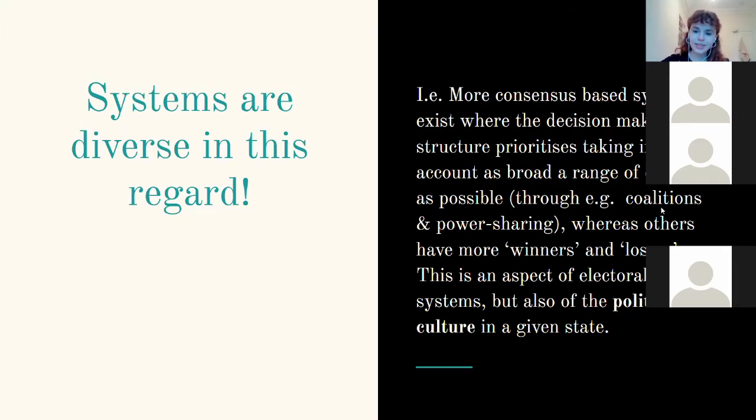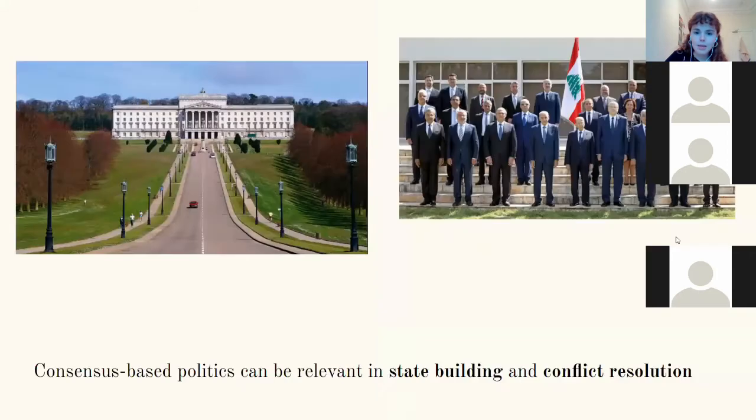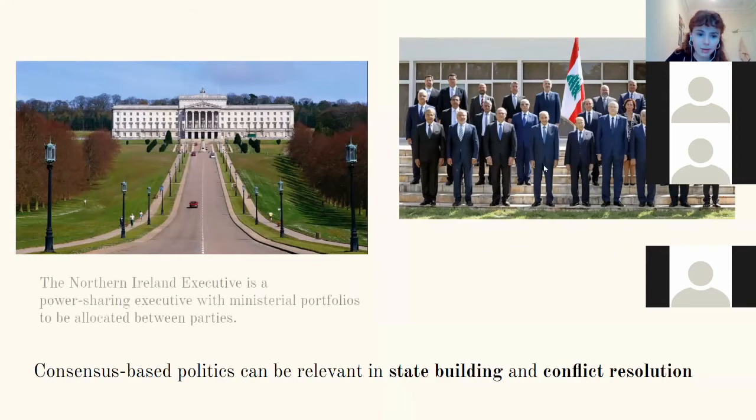So this is an aspect of electoral systems, but it's also an aspect of the political culture in a given state. In states where it is the norm to have a lot of coalition governments, it's going to happen more. And in some states, there just isn't a political culture of power sharing, and then it just doesn't happen there, like in the US. Yeah, and consensus-based politics can be really important and relevant in state building and conflict resolution. This comes up in debates all the time, so it's probably something you should learn a bit about.